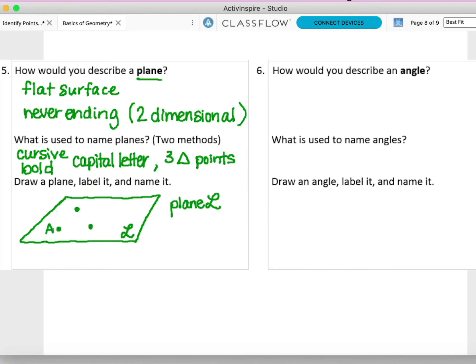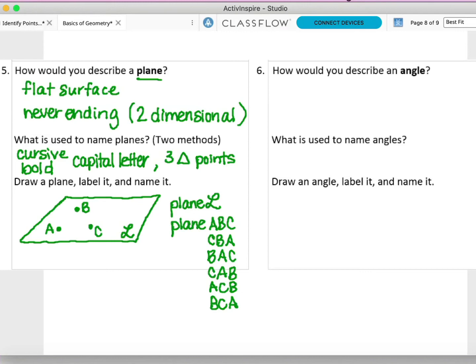So if that was a capital A point, capital B point, capital C point, then I could call this plane ABC, and everyone would know what I was talking about. I could also call it plane CBA, or BAC, or CAB, or how many are there? ACB, or BCA. 3 times 2 times 1, there should be 6 choices for how I could name it with those 3 points. So the order doesn't matter.